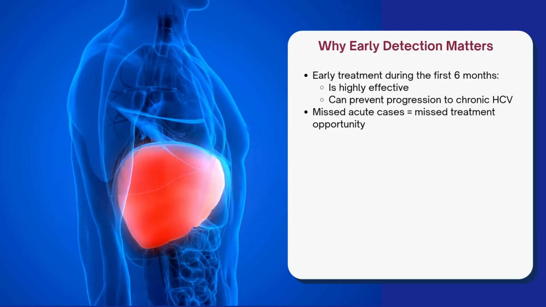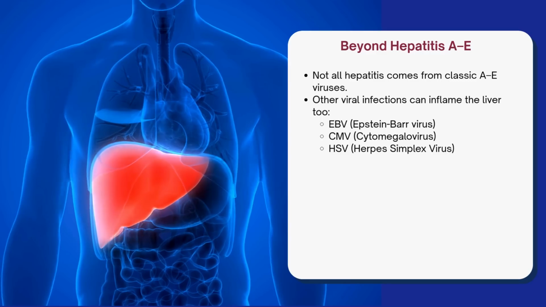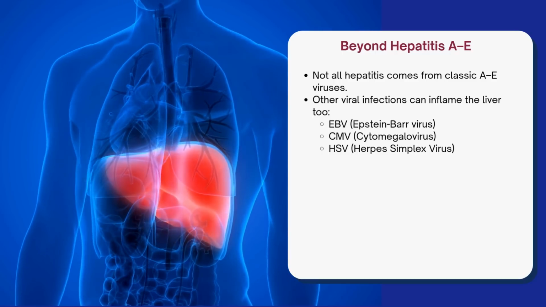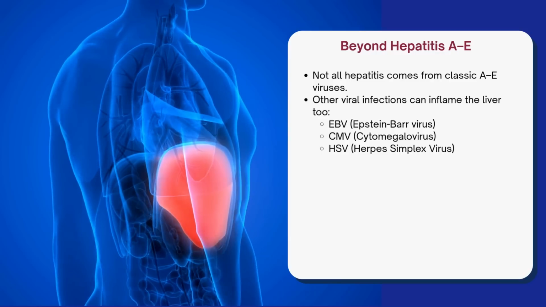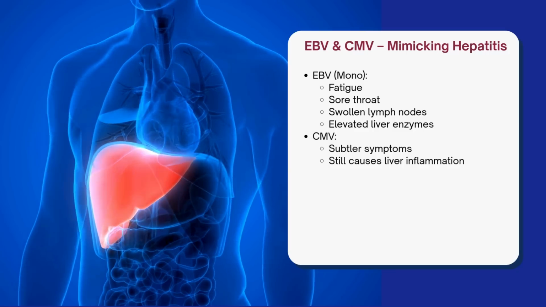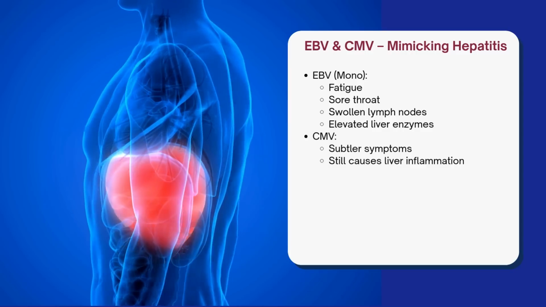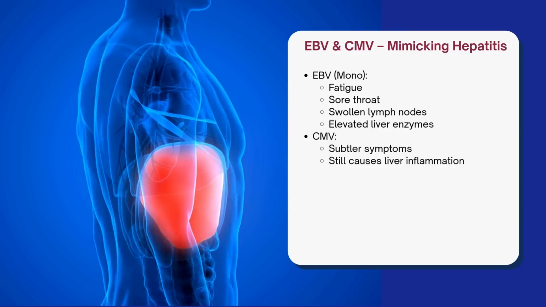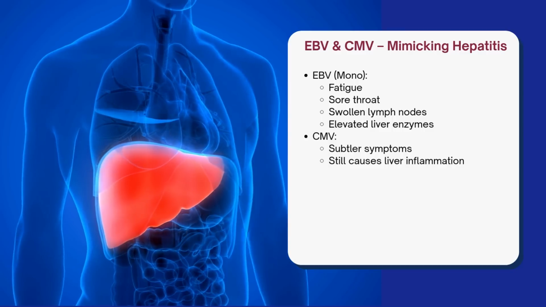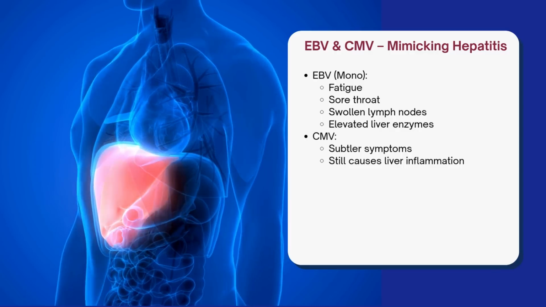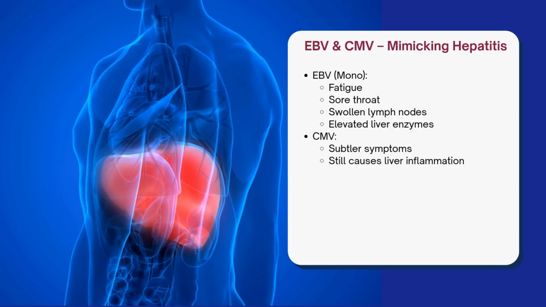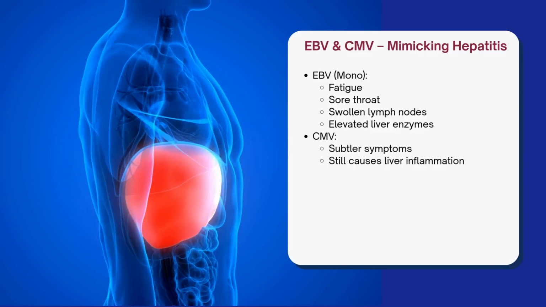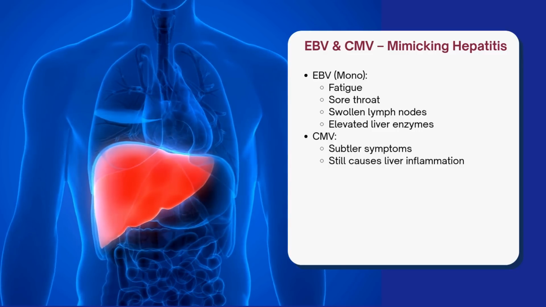Now, not all hepatitis is due to the classic A to E viruses. Other viruses like EBV, Epstein-Barr virus, and CMV, cytomegalovirus, can cause acute hepatitis too. They often mimic viral hepatitis, showing up with elevated liver enzymes and fatigue. But they usually come with other systemic symptoms. Take EBV, for instance, the virus behind mononucleosis. Think sore throat, swollen lymph nodes, and fatigue, along with elevated liver enzymes. CMV can be more subtle, but still inflames the liver.